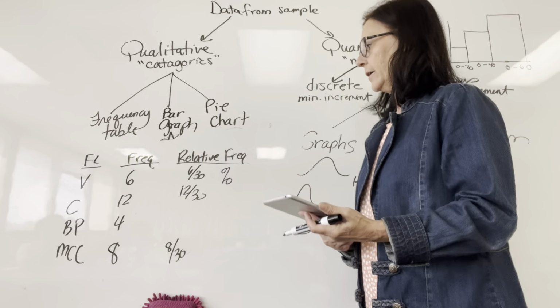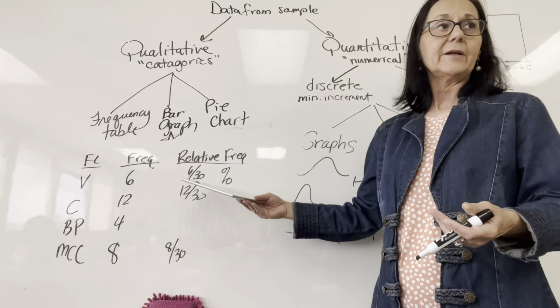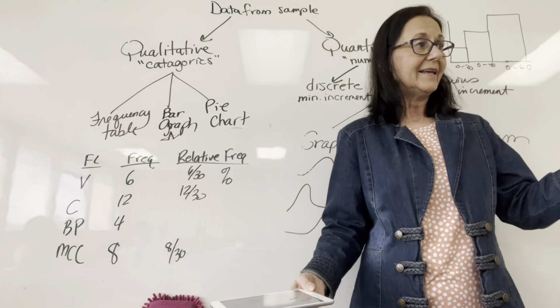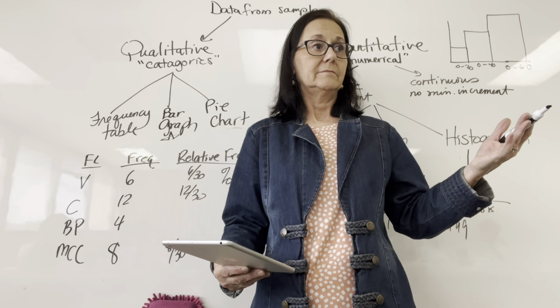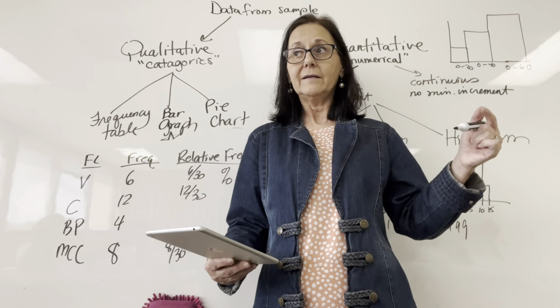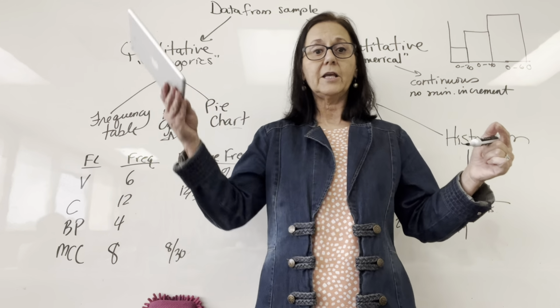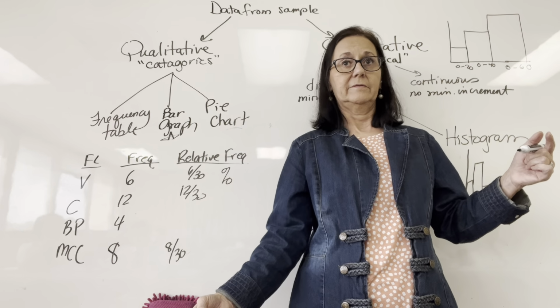And then look at example 4. The pie chart. You take the relative frequency and multiply it by 360 to get your central angle. And that's how you graph that pie chart. Got it? Everybody good with qualitative?